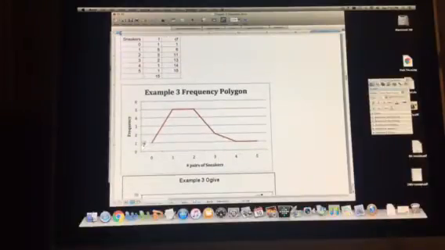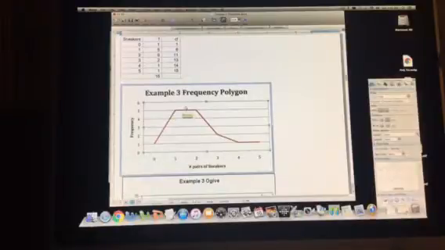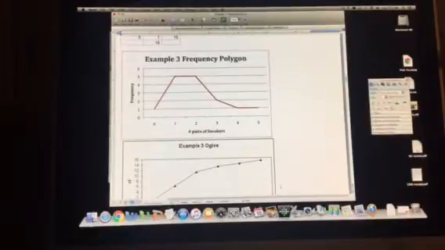If we were to lay the bar chart, the histogram, over top of this, the bars would just be the heights right here at these points. And again, as I mentioned last time, label your axes. When somebody looks at your graph, they want to know what those axes are.